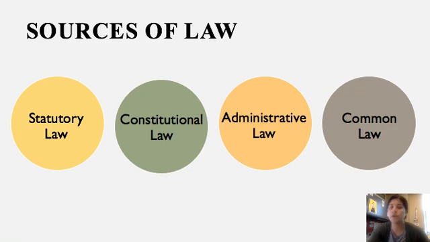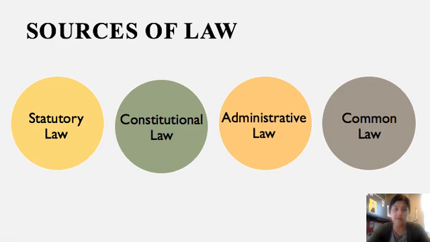So statutory law is probably the law you're most familiar with or that you hear about the most. Statutory law is essentially laws that are passed by legislative bodies. So that could be laws passed at the federal level by our Congress, at the state level, or at the local level. Essentially, we're just looking at laws that are passed by some kind of legislative body.